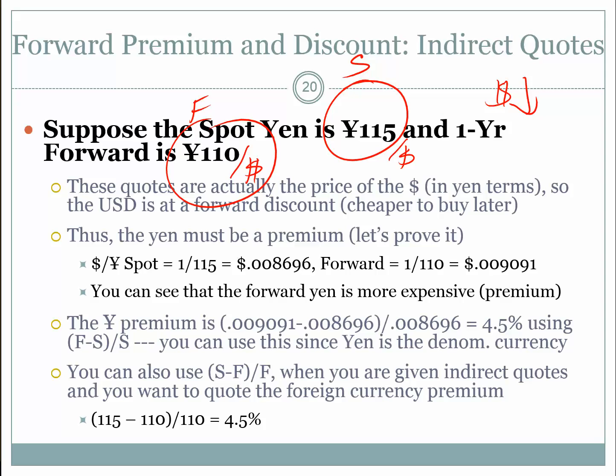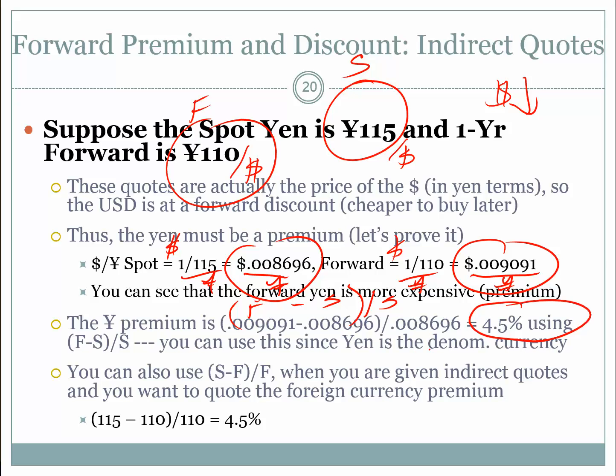Now, if I did forward minus spot over spot, you'd see how much cheaper the dollar is priced in yen. So if I want to know if the yen's getting more expensive or cheaper, let me flip both exchange rates to make them the dollar price of a yen. 1 over 115 and 1 over 110. Now you can clearly see that it's $0.008696 per yen in the spot market and $0.009091 per yen in the forward market. And if I took forward minus spot over spot, you can see that the yen is at a 4.5% premium.